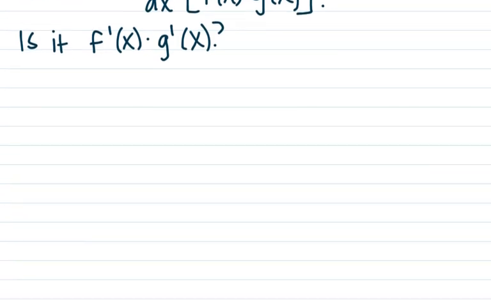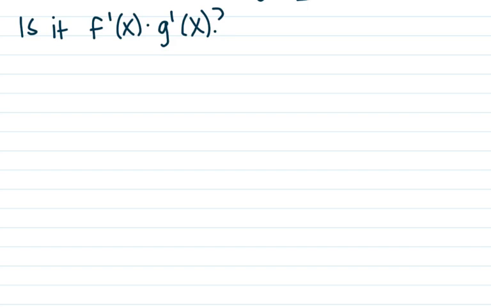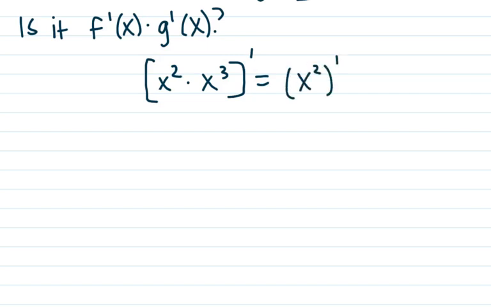Well, let's take a look at this quick little example. If we had x squared times x cubed, and we're finding the prime of that, or the derivative of that, we're wondering if it's the same as looking at them separately and finding the derivatives. So we're going to work each side separately.